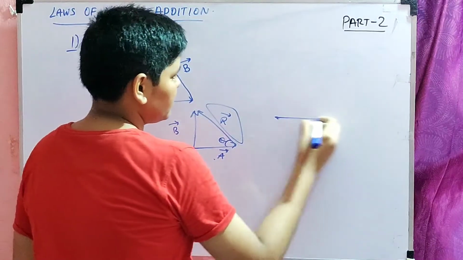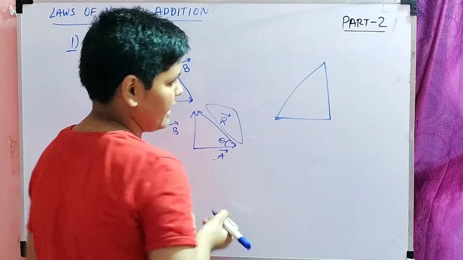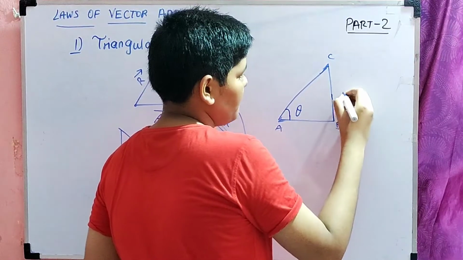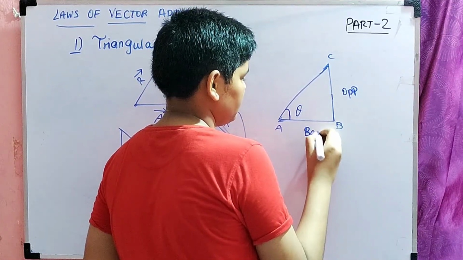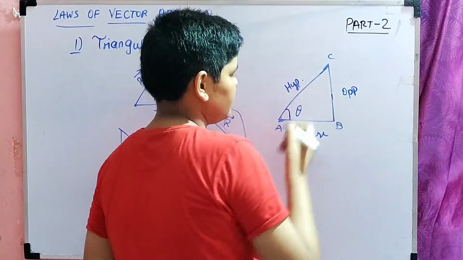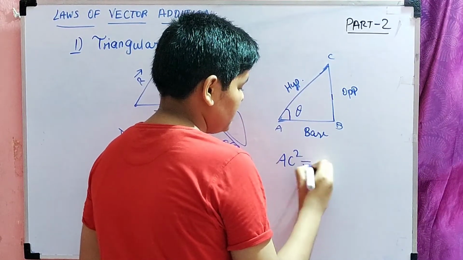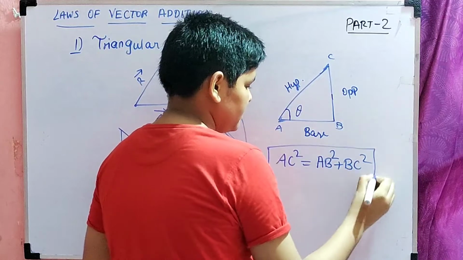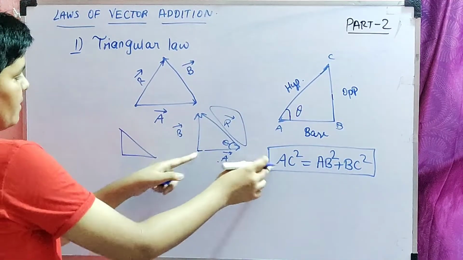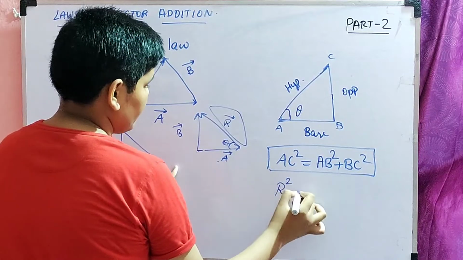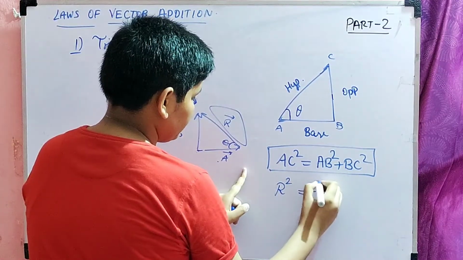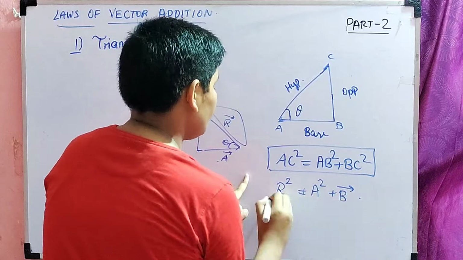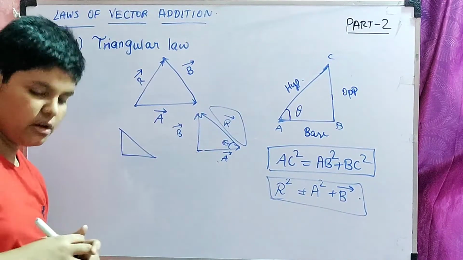So what does the Pythagoras theorem state? For example, this is a right angle triangle. So this is A, this is B, this is theta, then this will be the opposite, this will be the base, this will be the hypotenuse. Pythagoras theorem states that AC square is equal to AB square plus BC square. Using this, here we have our AC square as R square, equal to AB square as A bar plus, like we have to take the magnitude, right? So A bar plus B bar. This is how you can find the R bar in the triangular law of vector addition.